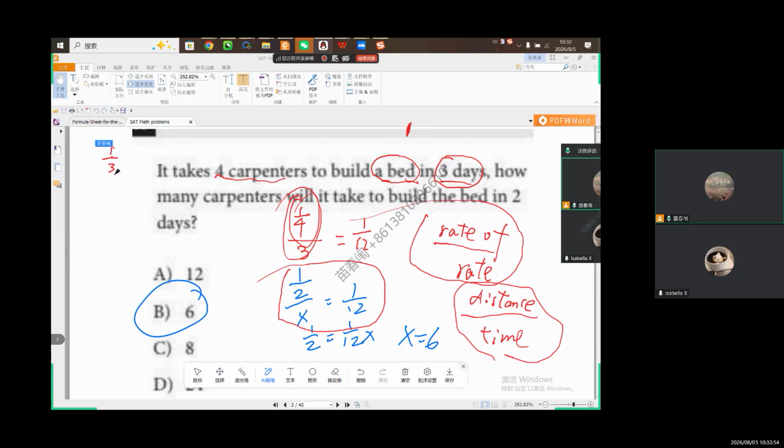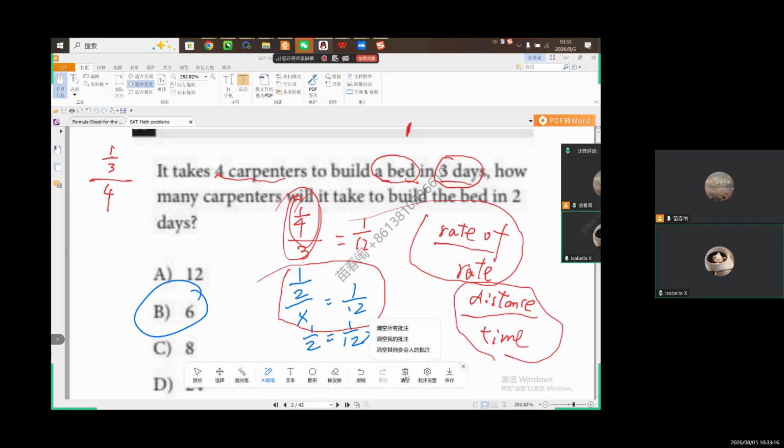There are other ways, but the common one is to find 1 over 4. This is my speed, right? But that's my speed for 4 carpenters. They talk about how many carpenters, so it's not certain. So I had to divide it by 4 again. You can think of it like this. It's also the same, just divide it by that thing twice. Does it make sense? Yeah, you divide it twice.